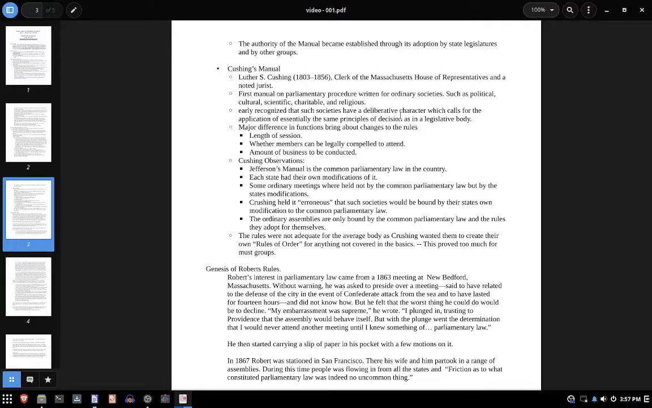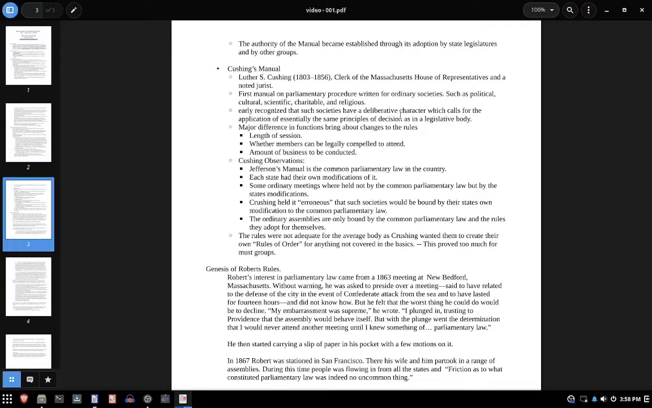And he noted a few things. First, the length of the session. That is, most meetings are a couple hours, maybe a day if that. Most members in ordinary societies can't be compelled to attend. They can be in a legislature. And the sheer amount of business is orders of magnitude smaller in your ordinary society than it is in a legislature. And so one-to-one adoption of the rules doesn't make sense.